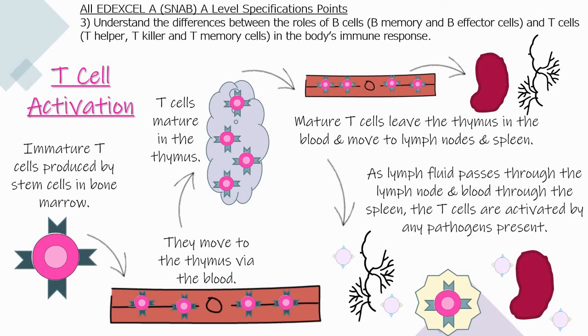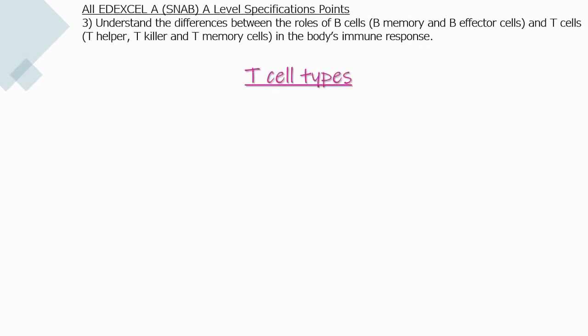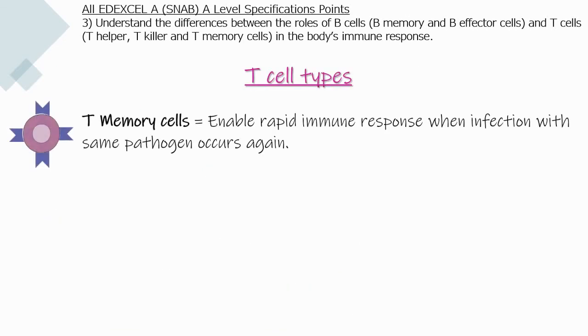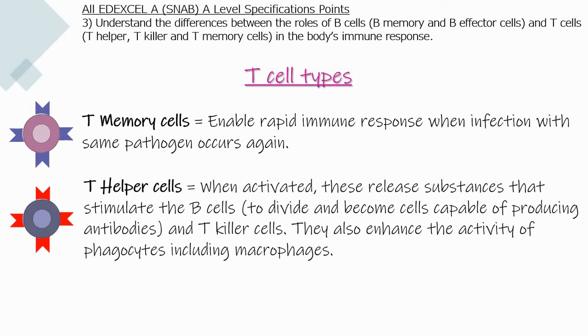So there are three main types of T cell that you need to know. The first are T memory cells, and these are involved in enabling the rapid immune response when an individual is affected by a pathogen a second or a third or a fourth time around. T helper cells are important in stimulating B cells when they are activated by releasing substances, and when these B cells are stimulated, they divide and they are then capable of producing antibodies. T helper cells also stimulate T killer cells and enhance the activity of phagocytes, including macrophages.